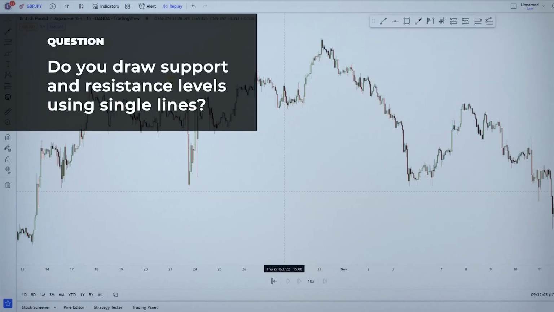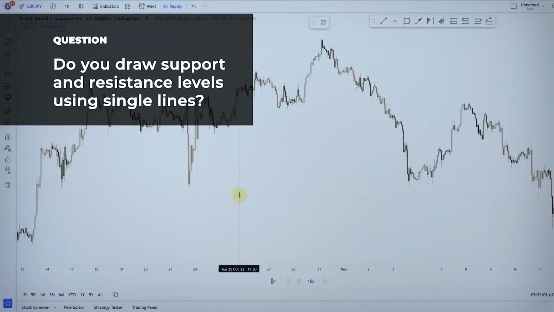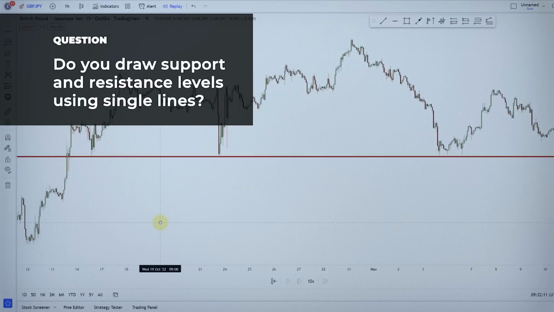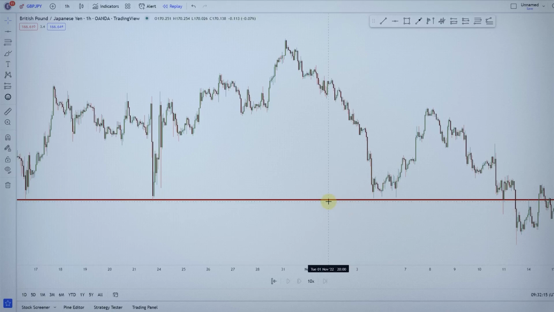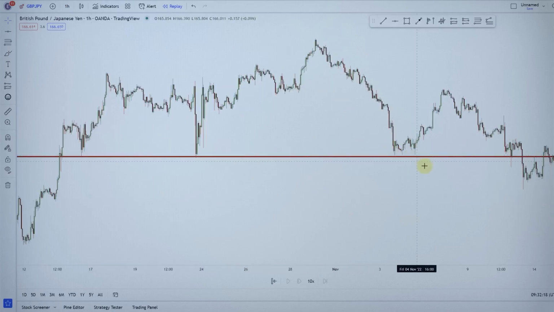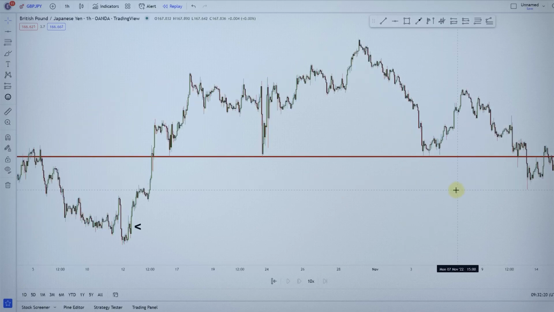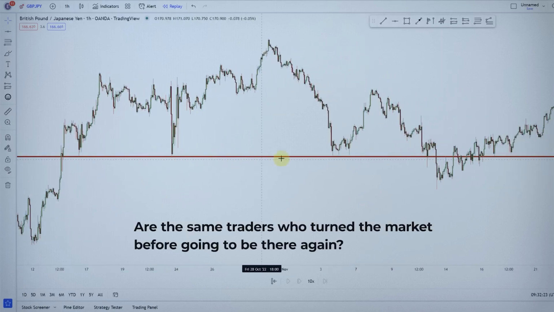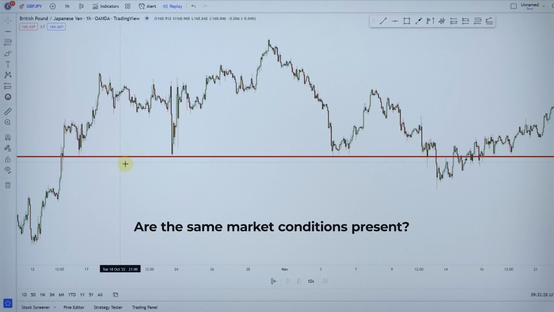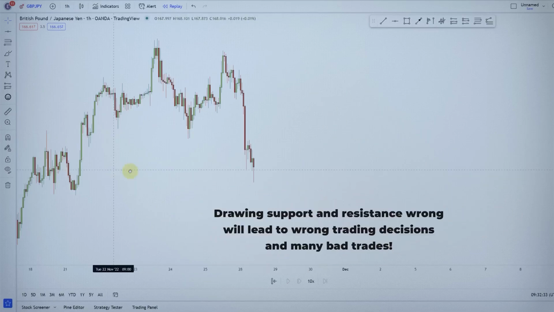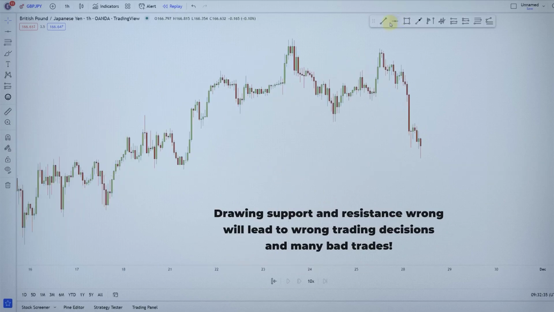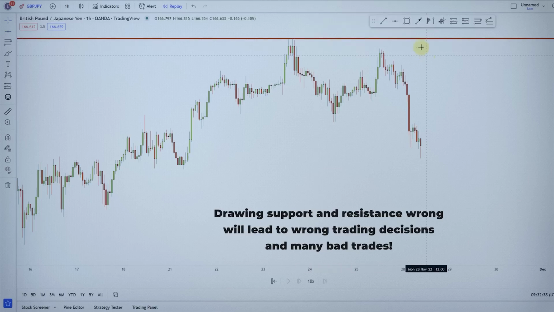Trading based on thin lines is like trading with blinders on. It's easy to find specific prices that have historically demonstrated their value as support or resistance, and the temptation which follows is to take a trade at that price when the level is revisited. But are the same traders who turned the market before going to be there again? Are the same market conditions present? Is the context the same? You already know it. Drawing support and resistance wrong will lead to wrong trading decisions and bad trades.